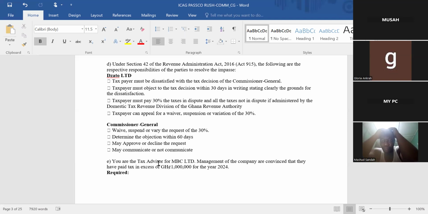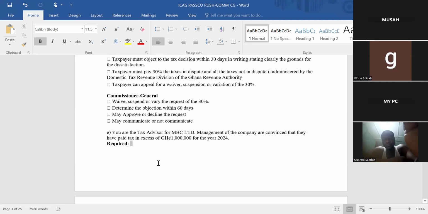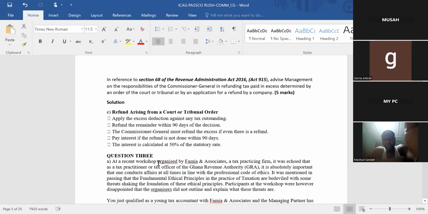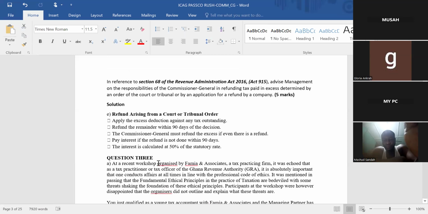So that is how the objection to a tax decision is determined under Section 42 of the Revenue Administration Act 2016, Act 915. Please, it is good you get some of these acts so that you can refer to them. They are online. Okay, quickly, let's also look at one more, although it is time, maybe one or two, and then we can bring the session to an end.